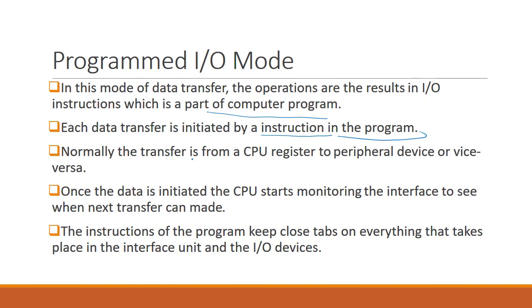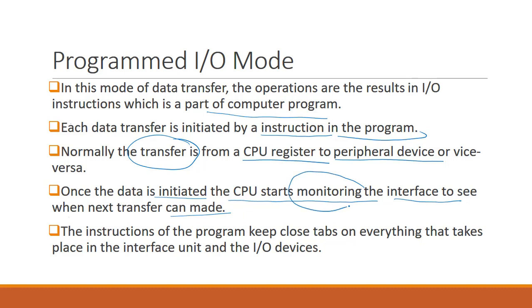Normally the data transfer is between CPU registers and peripheral devices, and vice versa, that is, from CPU register to peripheral device and from peripheral device to CPU register. Once the data transfer is initiated, the CPU starts monitoring the interface to see when the next transfer can be made. This is the most important part of the programmed input output mode.